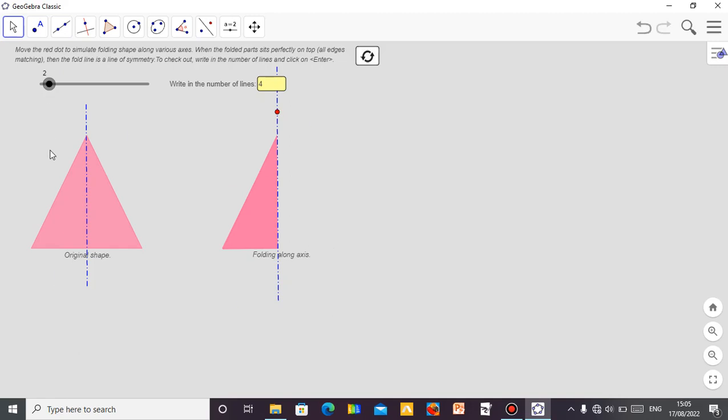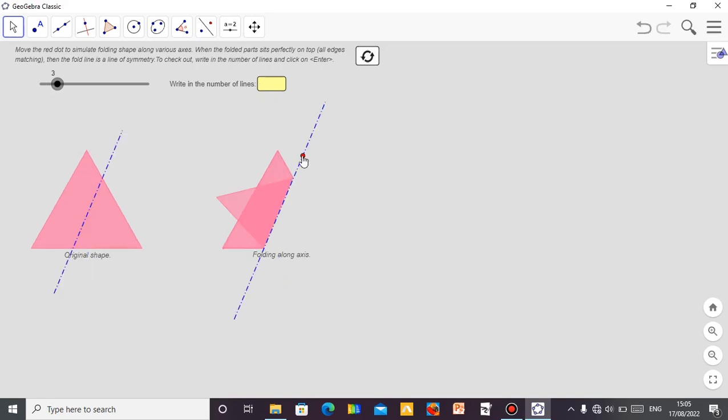If I move to the next, this is an equilateral triangle. We already know that an equilateral triangle has 3 lines of symmetry. See, this is 1. This part is being divided into 2 equal parts. You can see it. This side is a mirror of this side.